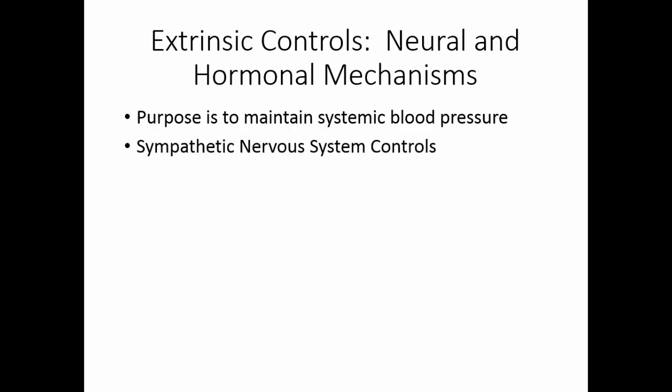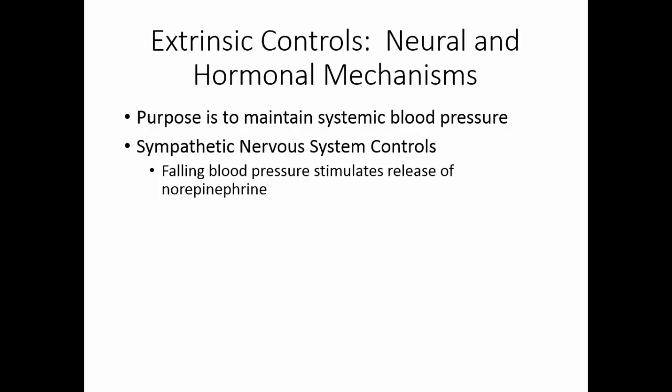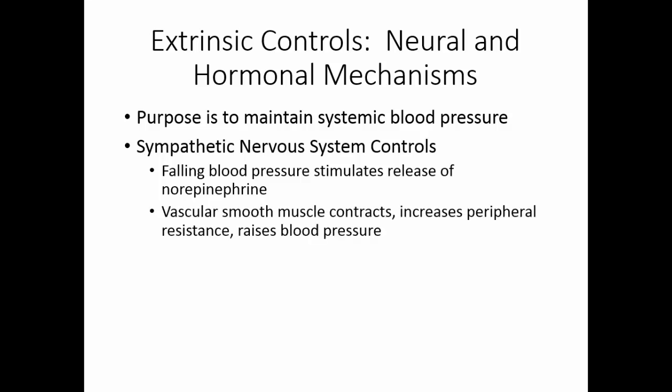The neural controls come out of the sympathetic nervous system. A falling blood pressure systemically will stimulate the release of norepinephrine. Norepinephrine will cause the vascular smooth muscle to contract. This will increase peripheral resistance and will raise blood pressure. This means that the afferent arterioles will contract as well. This will decrease glomerular filtration rate.